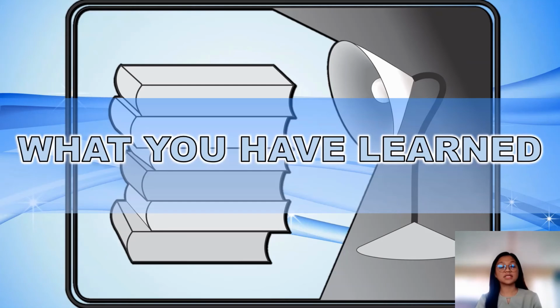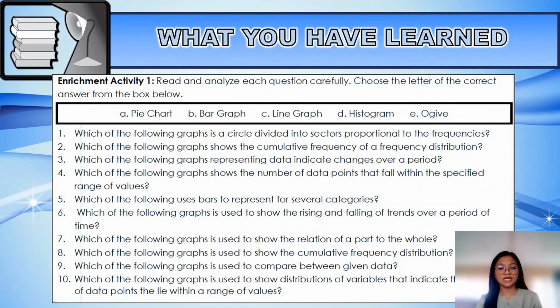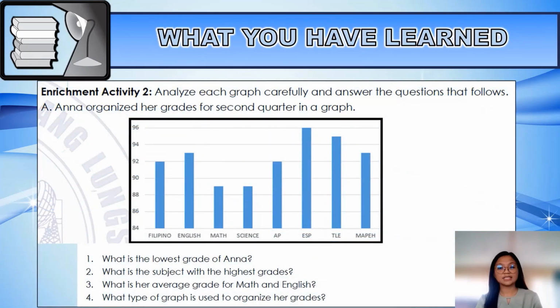Now that we discussed the graphs used to represent organized data, let us proceed to what you have learned. For this part, we have two enrichment activities. For enrichment activity 1, read and analyze each question carefully. Choose the letter of the correct answer from the box below. And for enrichment activity number 2, analyze each graph carefully and answer the questions that follow.